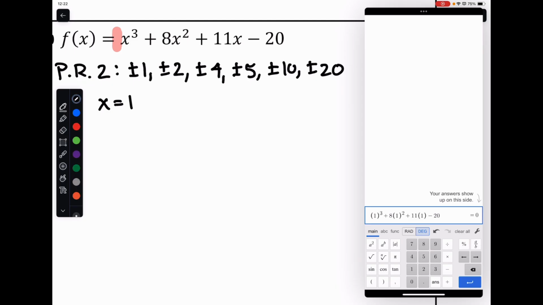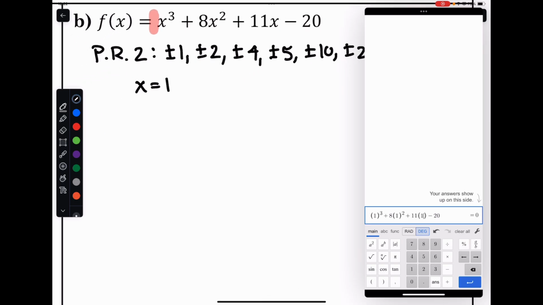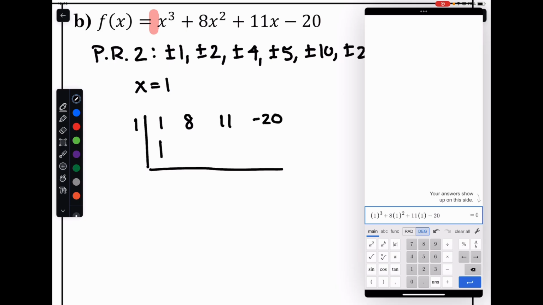Now, the cool thing about knowing that 1 will make this entire thing equal to 0 is that I can use synthetic division now to find the quotient when dividing by x minus 1. So setting this up as 1, 8, 11, and negative 20, the quotient of this is going to be a quadratic trinomial that can then be factored, or use the quadratic formula to figure out the remaining x-intercepts. So let's bring down the 1 here.